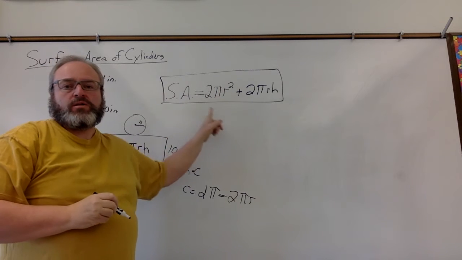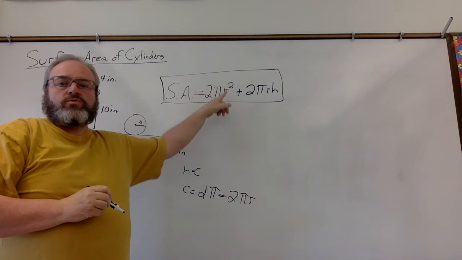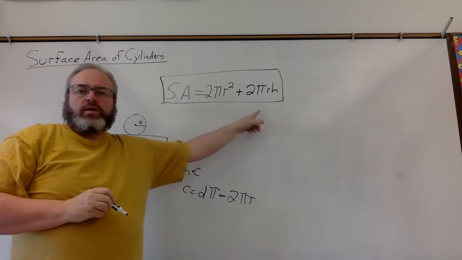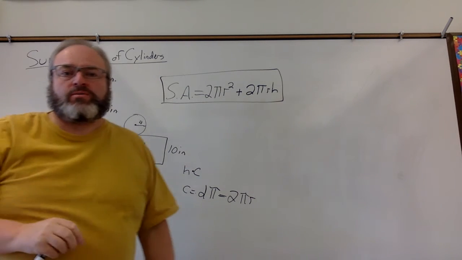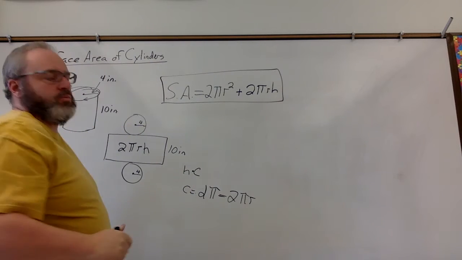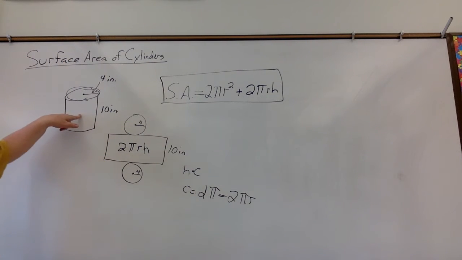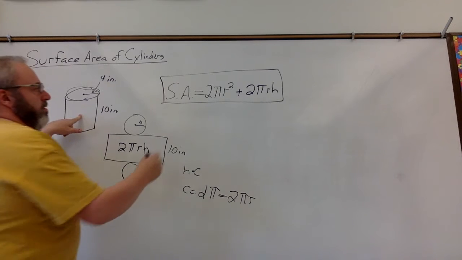This first part is to get your two circles. Second part is to get the tube part that we unrolled into this big rectangle. Okay, so let's do an example. Actually, we already have the example right here. So let's plug in our numbers.